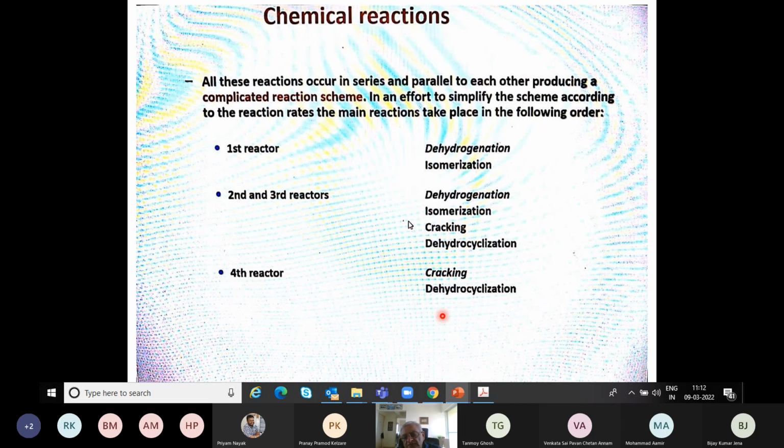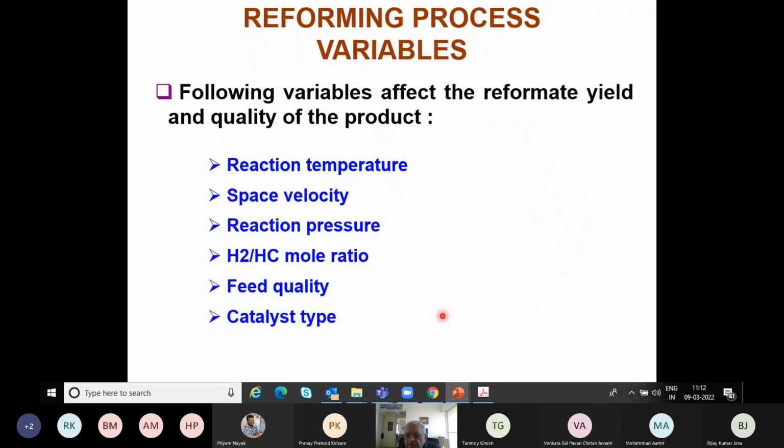And the size of the reactors is basically because of the rate of reaction and the various reactions that take place. We have gone through all that. And then after that, we discussed the various operating variables that are important in terms of both the product yield as well as the product quality. In this case, the product quality is more in terms of octane or the aromatics content in the product.